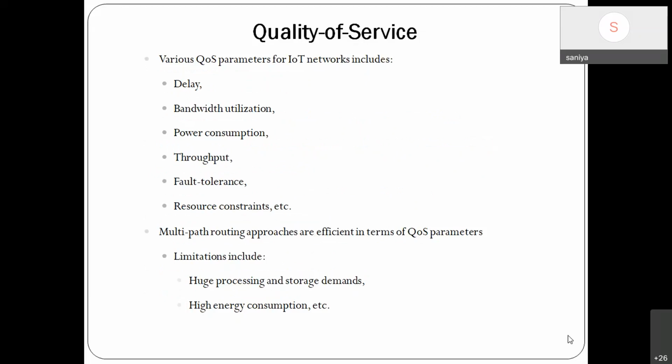Then there are papers on quality of service where they focus on various parameters. They try to balance certain things. For example, delay. There are papers that try to focus on energy and delay.